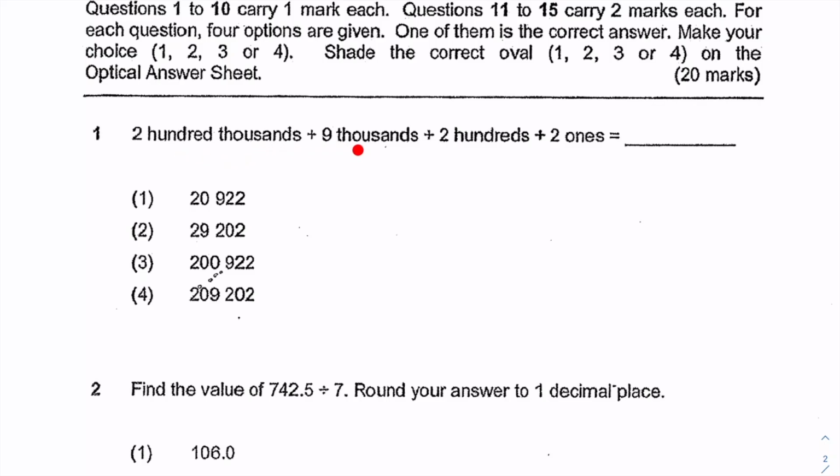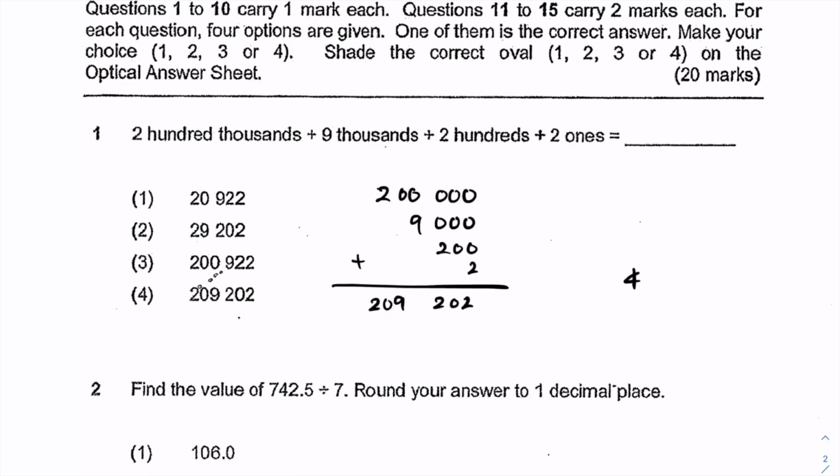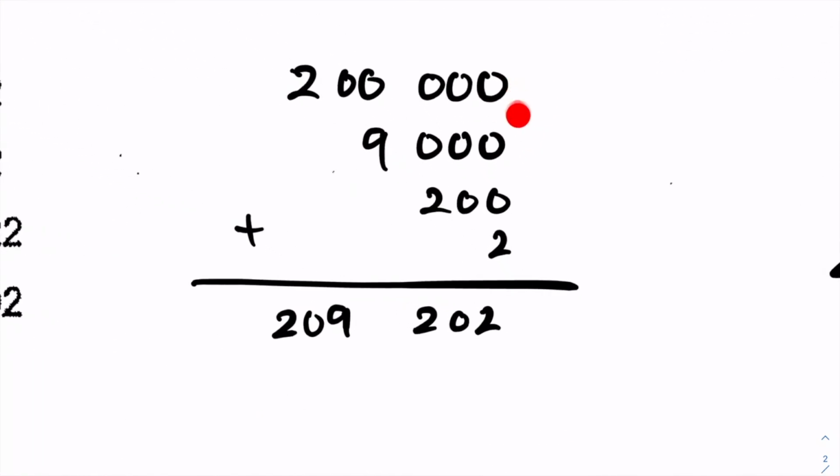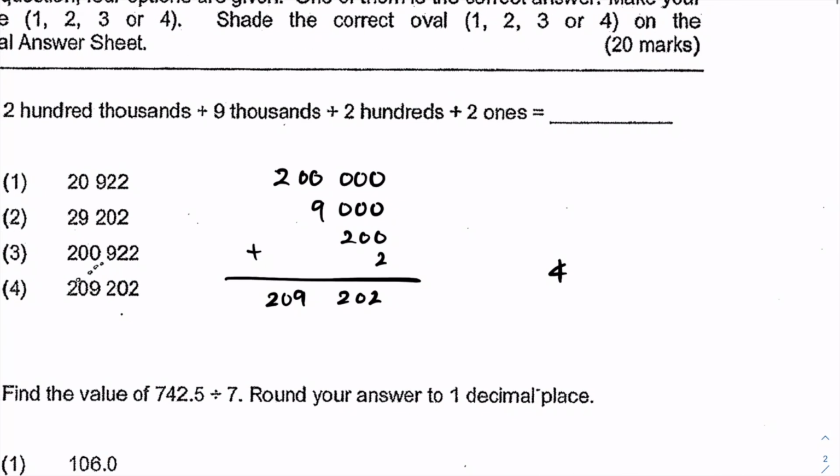200,000, 9,000. So what I like to do is to write the numbers down. So 200,000, I'm going to write this down. 9,000, stack them up, and then 200s and 2. Then from here, just add carefully, place value by place value, and there you get the answer.